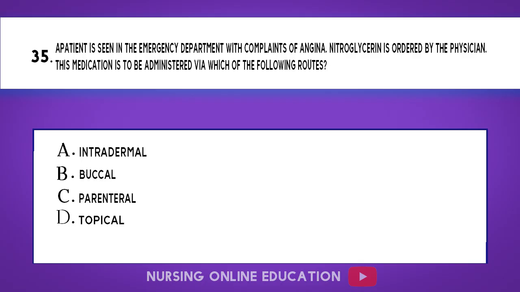35. A patient is seen in the emergency department with complaints of angina. Nitroglycerin is ordered by the physician. This medication is to be administered via which of the following routes? A. Intradermal, B. Buccal, C. Parenteral, D. Topical. The answer is option B.